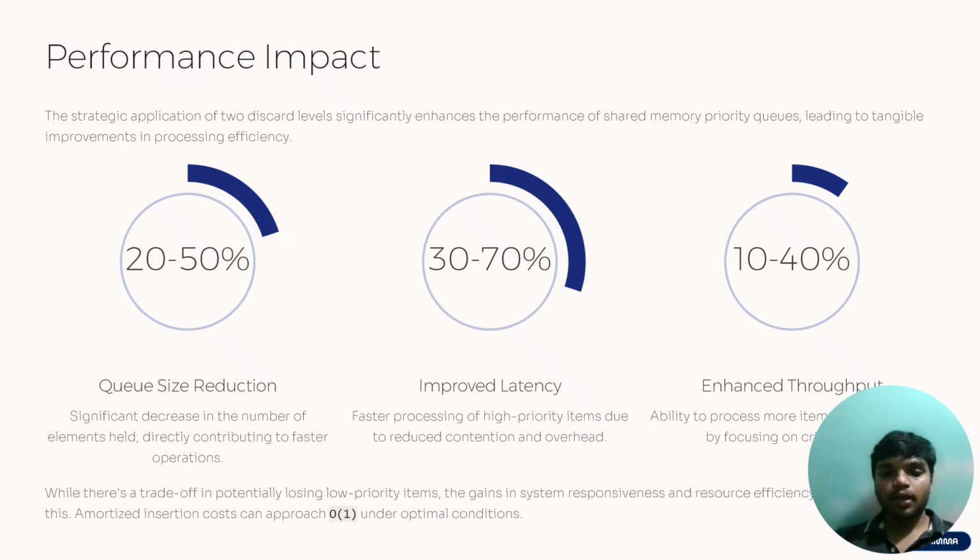Fairness and starvation. Low priority messages might never be processed, so we must balance fairness versus priority. Analysis of these three performance impacts and benefits of this priority queue is predicting behavior under load, which is essential in real-time systems.